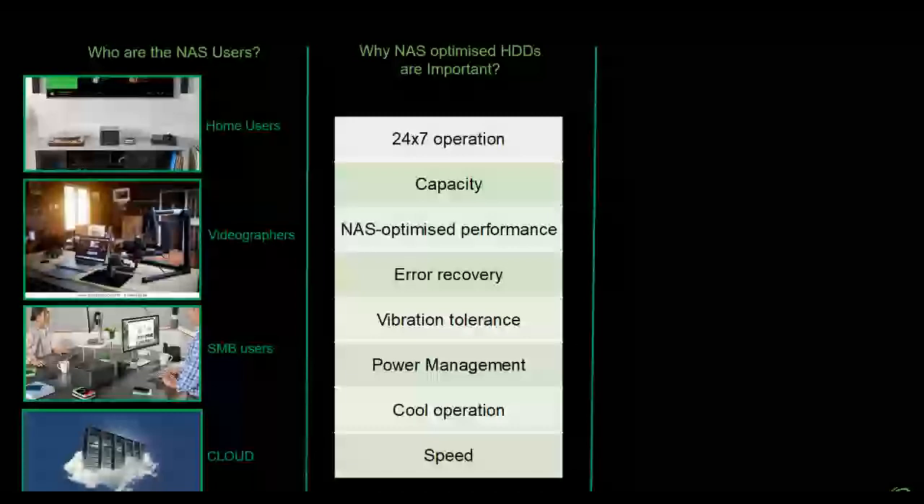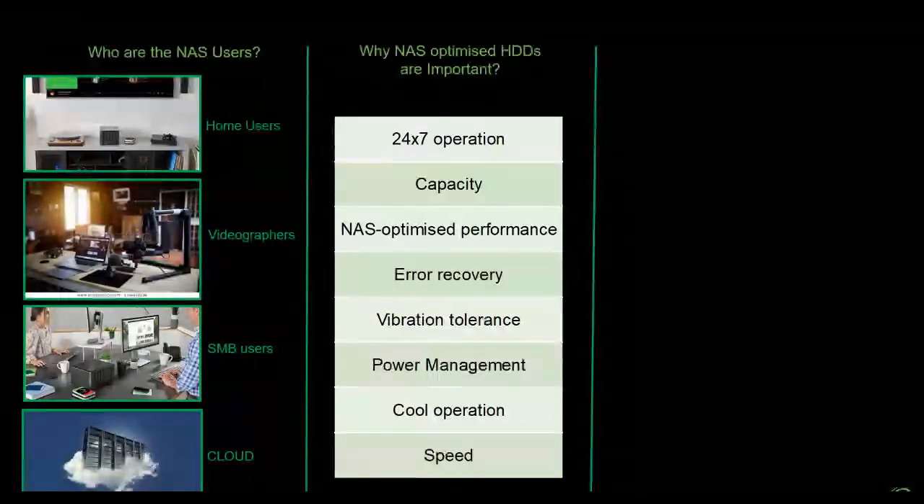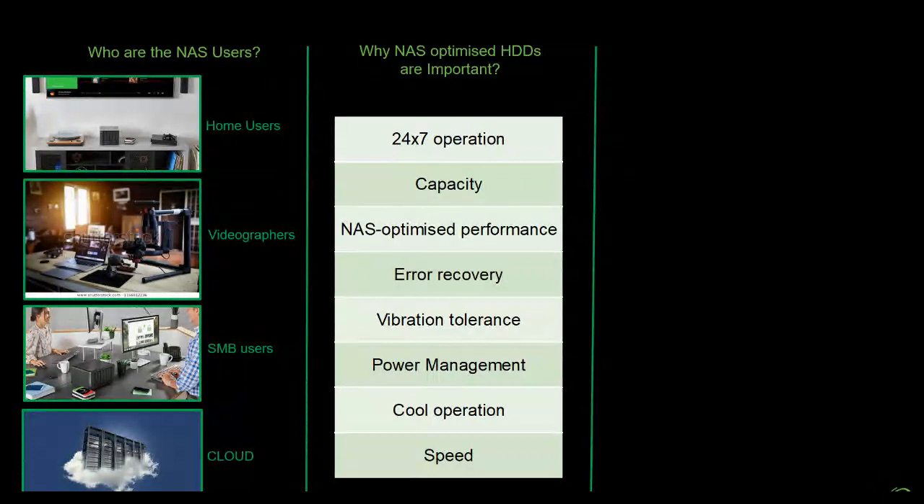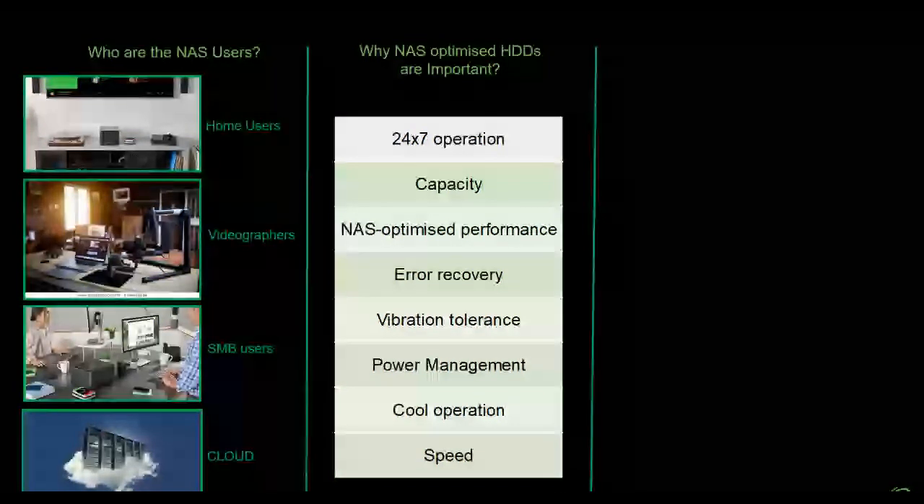Then the third part is NAS optimized performance, which is what we call RAID, wherein the protection of data is extremely important. And how are the hard drives capable of surviving that pressure of data which is required in a NAS environment? Error recovery is one of the most critical parts, because particularly in a cloud environment or an SMB environment, or even in the case of a videographer uploading petabytes of data, sometimes the data is not recorded properly onto the hard disk drives while recording, and there could be a big issue.